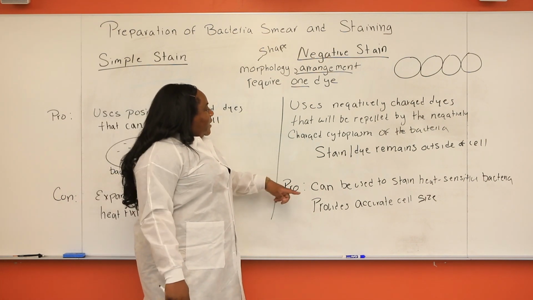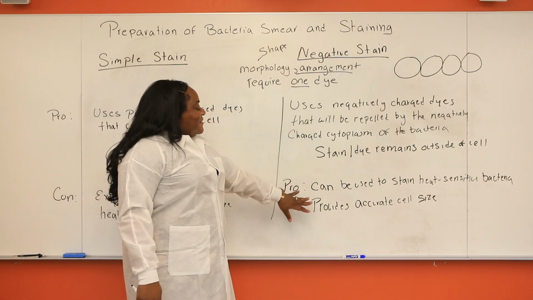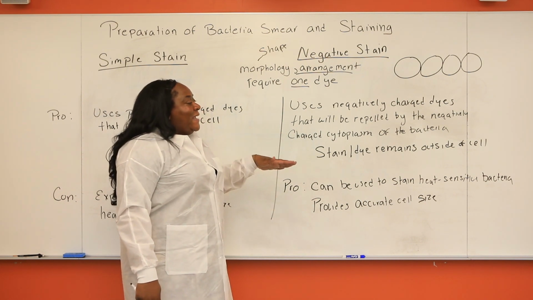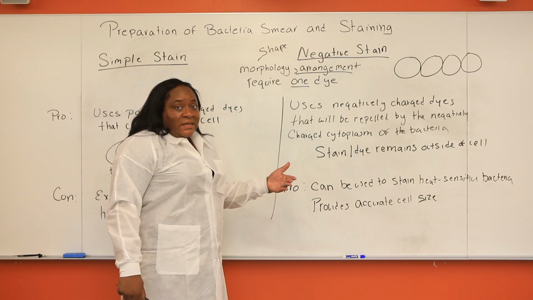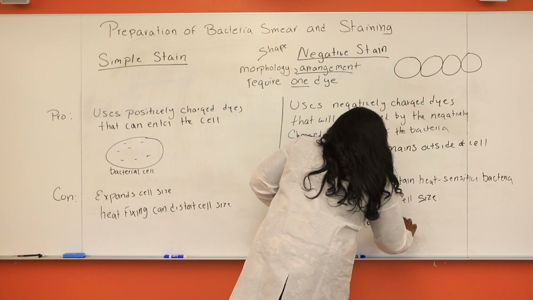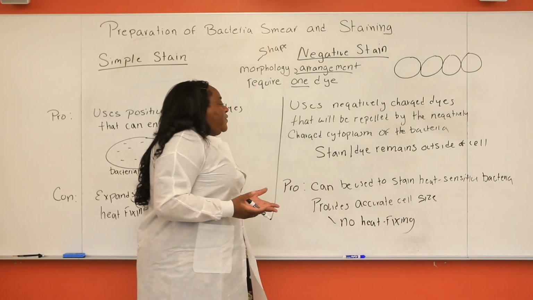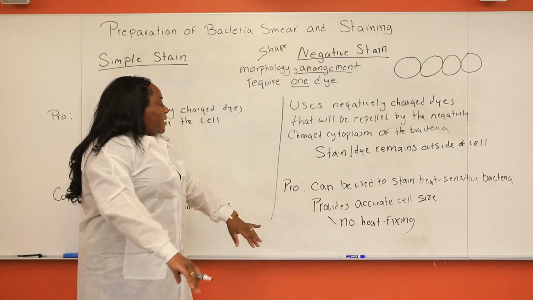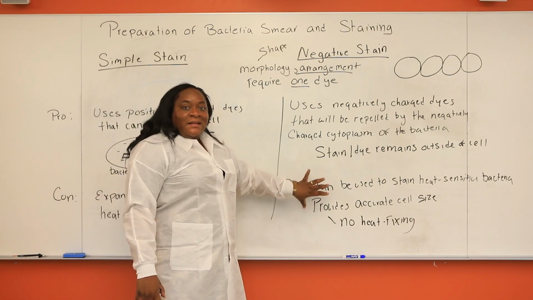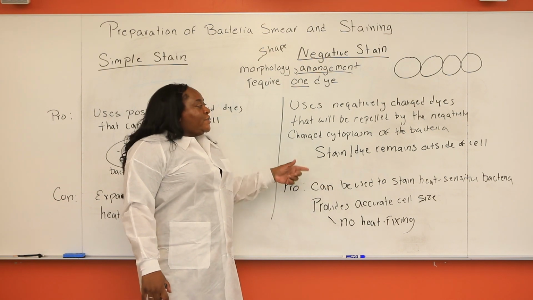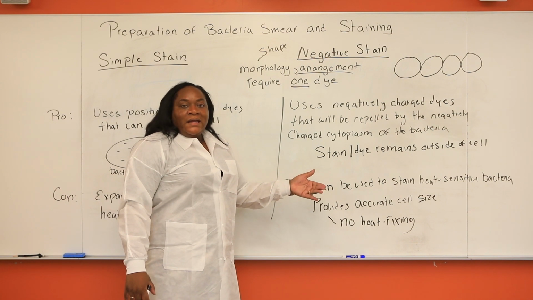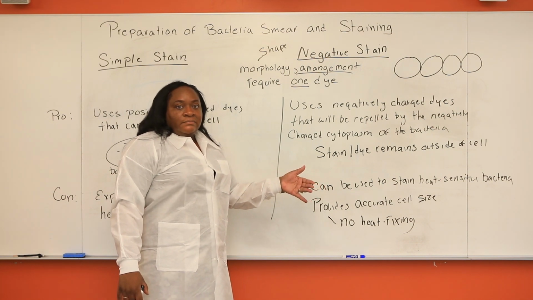For the negative stain, let's say the pro is that it can provide accurate cell size, because the stain doesn't enter the cell and there's no heat fixing, okay? So there's nothing there to distort or change the cell size. Another pro is that there are heat-sensitive bacteria. So this is a great stain if you're working with heat-sensitive bacteria, because you're not applying any heat. You're not doing any heat fixing.